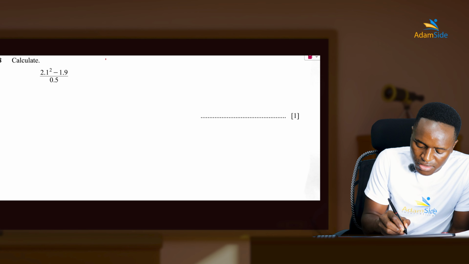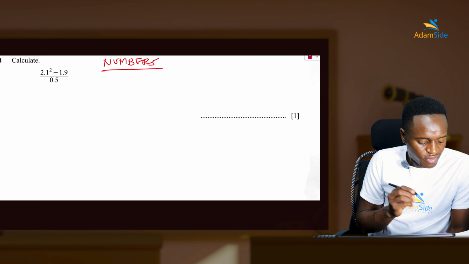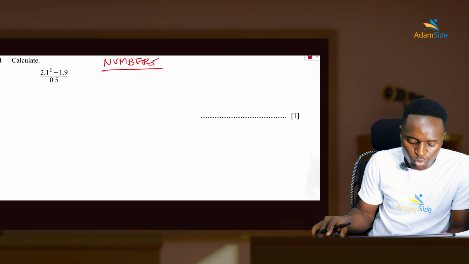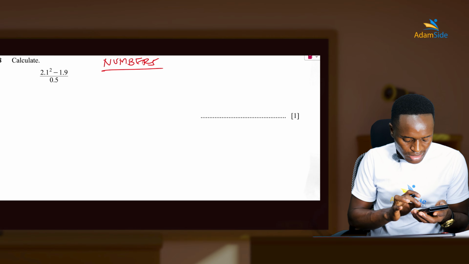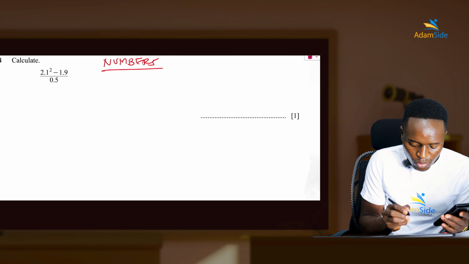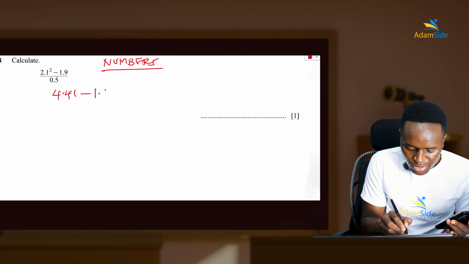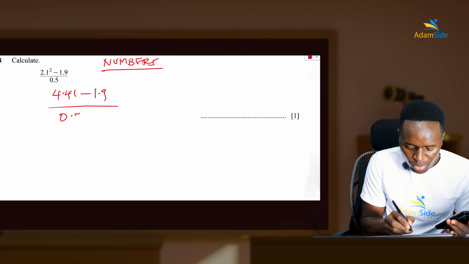Now this is numbers. You don't need to do a lot. This is numbers. Very simple. You use your calculator. 2.1. What is 2.1? This is a calculator paper. 2.1 squared. You show your understanding. It's 4.41. 4.41 minus 1.9 over 0.5.